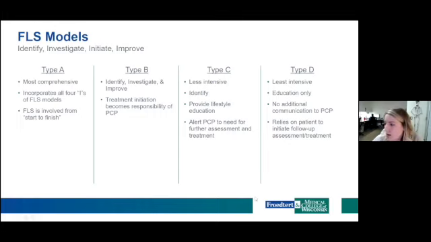The type D model is the least intensive, revolves around education only, and then any sort of subsequent follow-up becomes the responsibility of the patient to initiate that assessment and treatment with their PCP or whatever their healthcare provider might be.